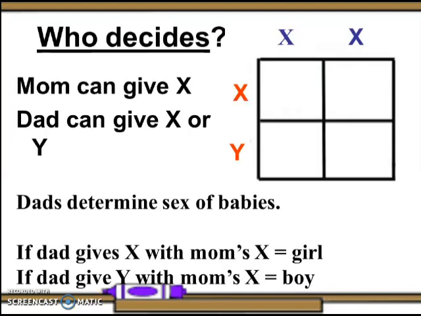Now, who decides? Remember, mom can give X and dad can give X or Y. If dad gives X with mom's X, the child will be a girl. If dad gives Y with mom's X, the child will be a boy. So therefore, dads determine the sex of babies.